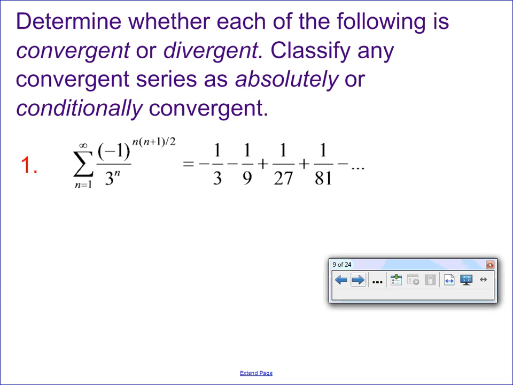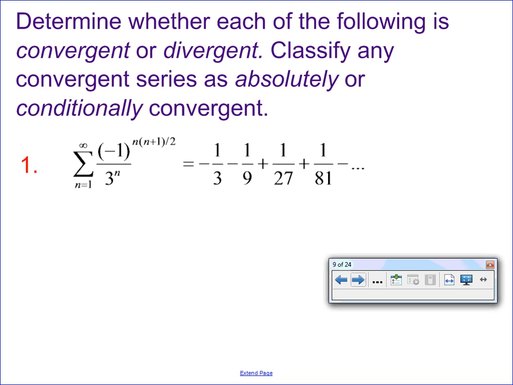Or have we? As I look at those terms, negative 1/3, negative 1/9, plus 1/27, plus 1/81, is this an alternating series? To be an alternating series, each successive term must alternate in sign. Does this? No. While we switch from positive to negative, based on which term we're talking about, it's not an alternating series. So I can't apply the alternating series test.